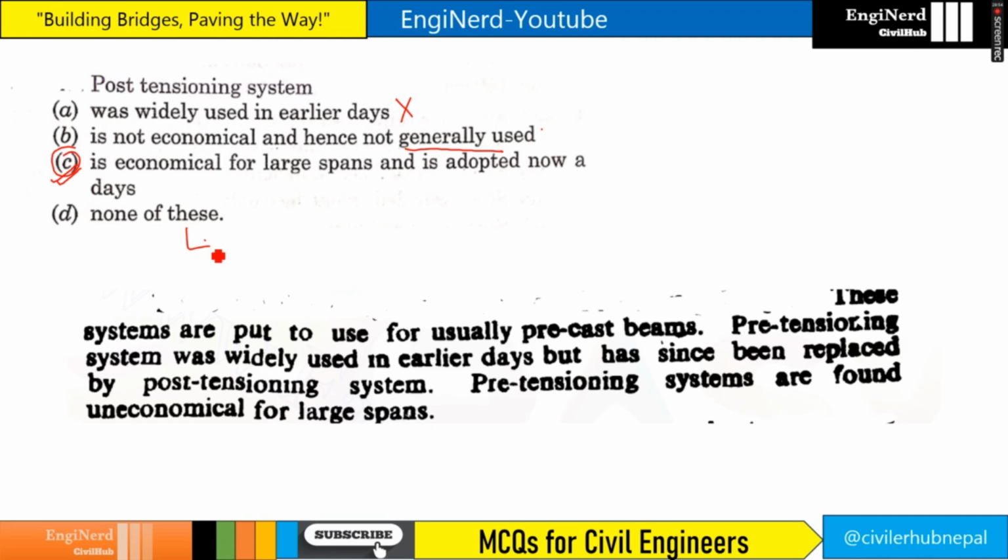But the book of Augur has given the answer as none of the above. So if you see here, pre-tensioning system was widely used in earlier days. So this is not correct, because in the earlier days pre-tensioning systems were used, right? And these pre-tensioning systems are found uneconomical for larger spans as well. So the answer should be, I think, C, but the answer is given as D.